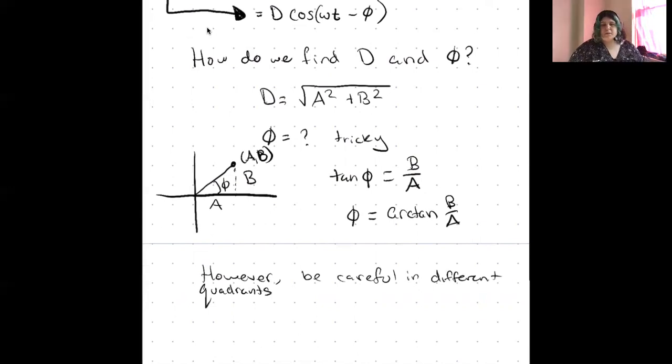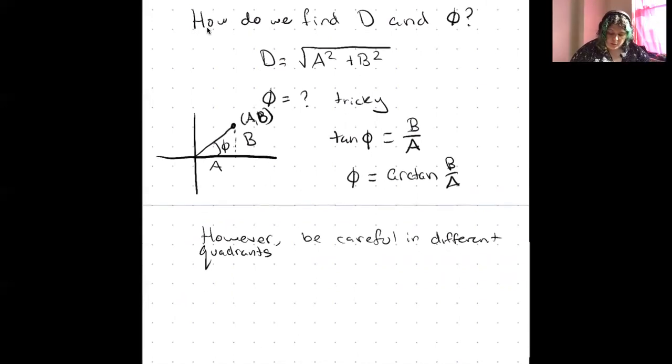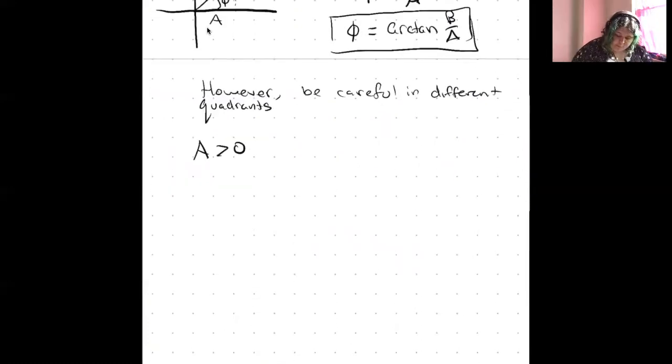And the reason for that is just because of how the arctan function works and what quadrant we're in. So in this case, we have A is greater than 0. And basically, if you know A is greater than 0, you know that your phi angle is just going to be arctan B over A. But there are two more cases that we do want to check for, and I'll summarize them for you. Okay, so what if we have coefficients that make our vector over in this quadrant?